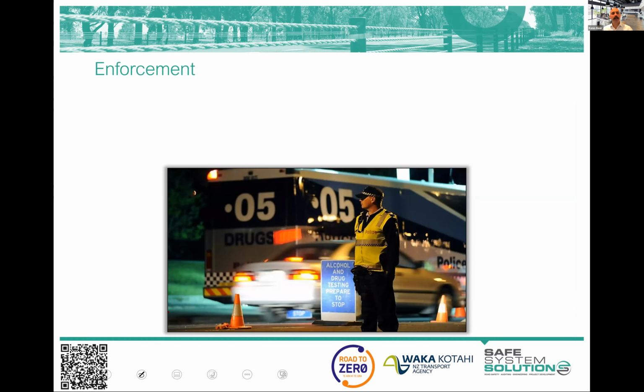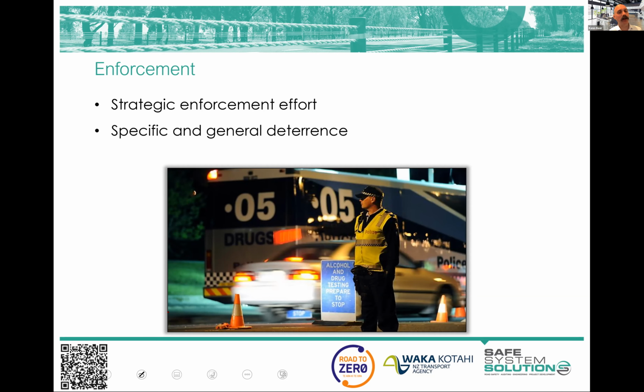Enforcement. Enforcement's a good supporter of the safe system. It's not the be-all and end-all. In fact, the police are very forward in saying we just support stuff. It's not it. But we do know that we need to be strategic with our enforcement effort. It's expensive and it's not a sustainable thing. And specific and general deterrence. Specific deterrence is you have been caught doing something, or I have been caught doing something, I will not do that again. General deterrence is I could be caught doing something, so I won't do it.